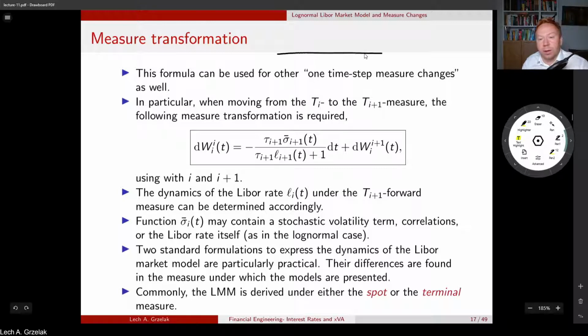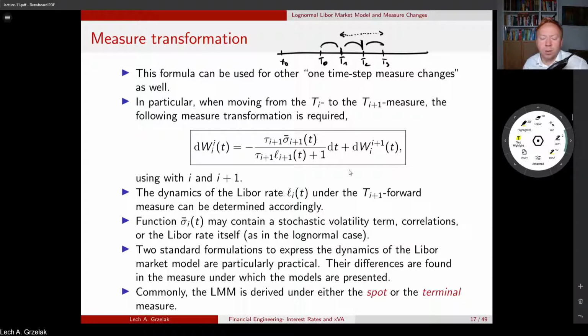So we have, again, this time grid. We have time t0, and let's make times t0, t1, t2, and so on, t3. Now we have this Libor, which under this measure is a martingale, and we can move either in this direction, or we can move in this direction. So this Libor rate can be represented under the t I plus 1 or the t I minus 1 measure.